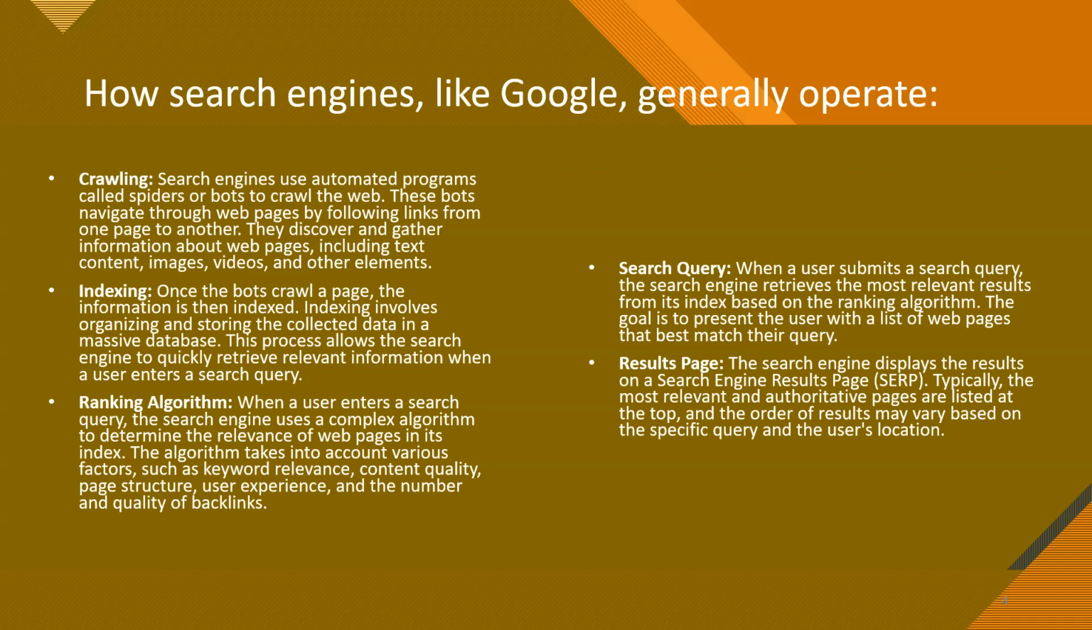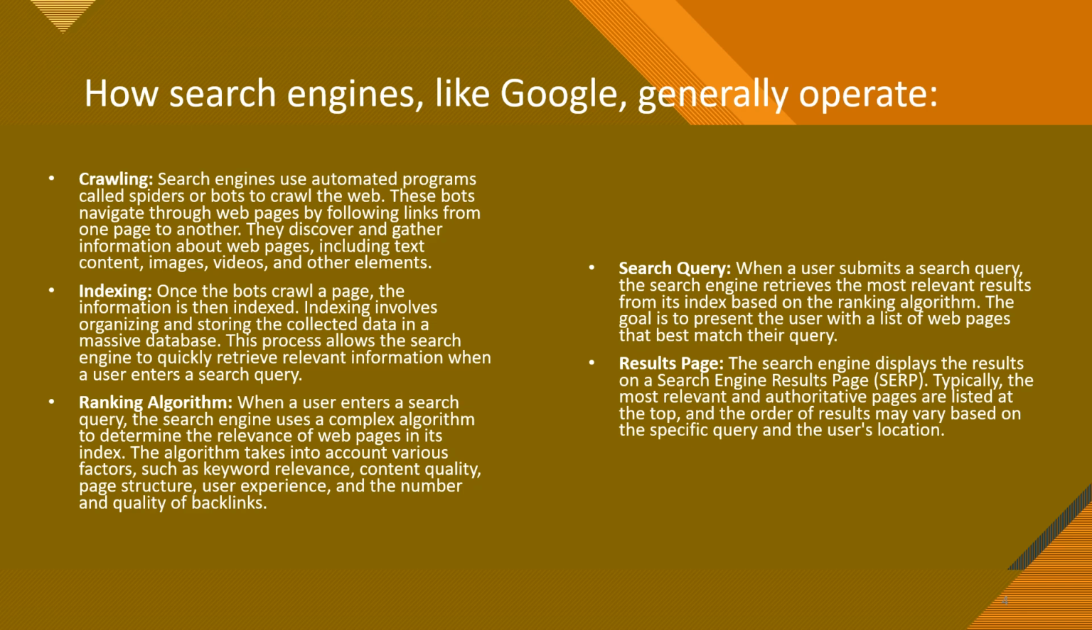So if you were to read this through, when a user submits a search query, the search engine retrieves the most relevant results from its index based on the ranking system. The goal is to present the user with a list of web pages that best matches their query. And we call that page that the people get a results page, right? The search engine displays the results on a search engine results page or a SERPs page, right? We just call them SERPs.